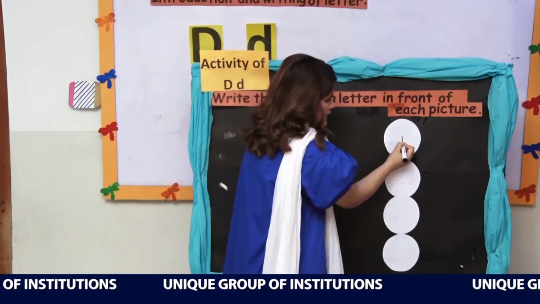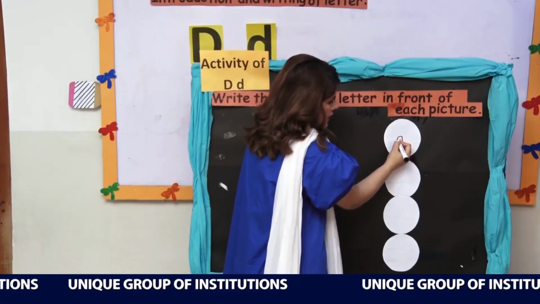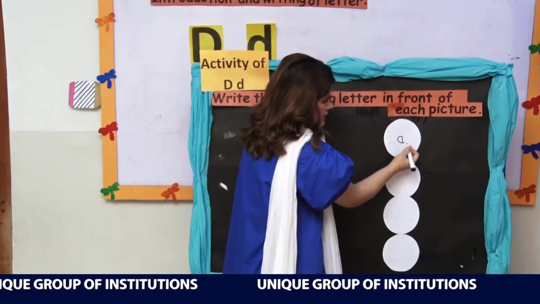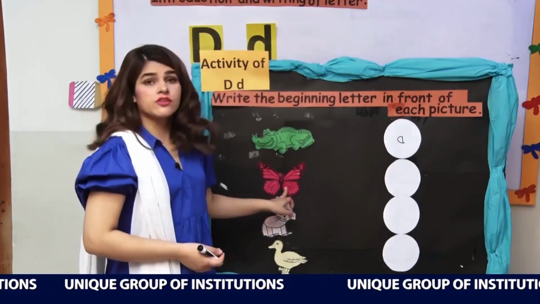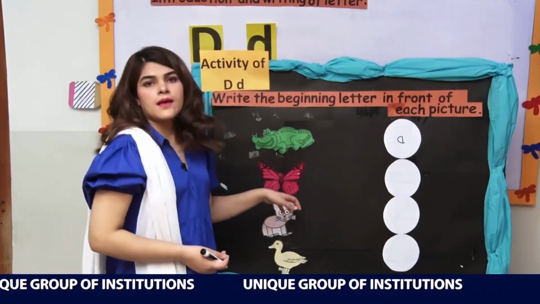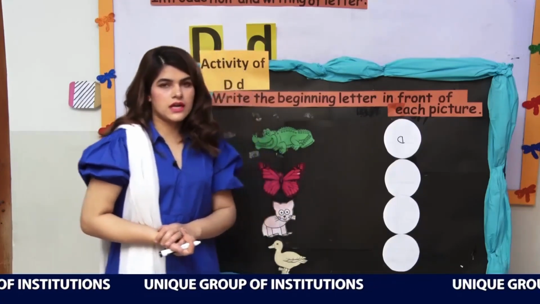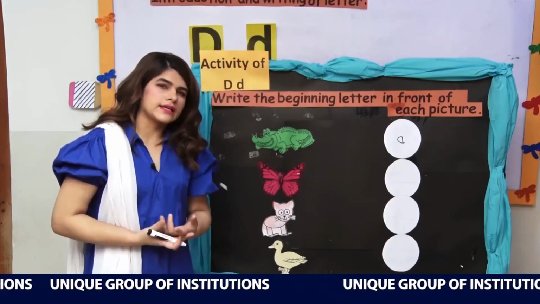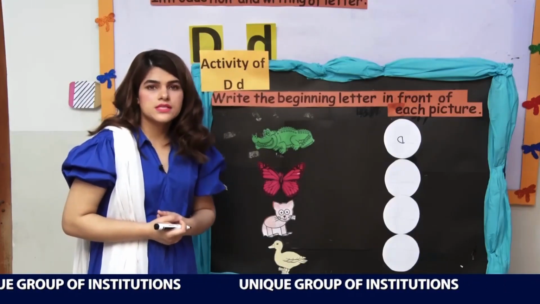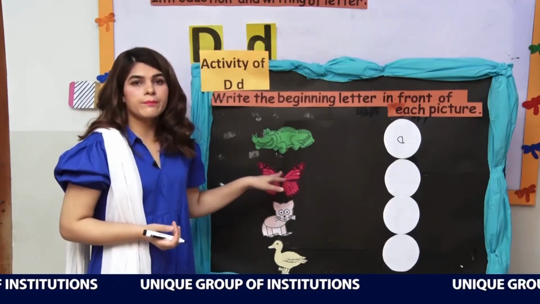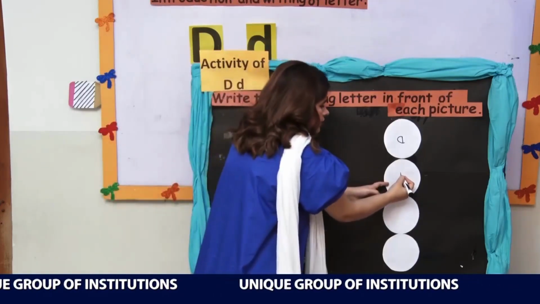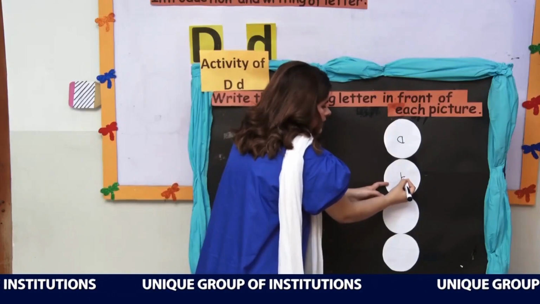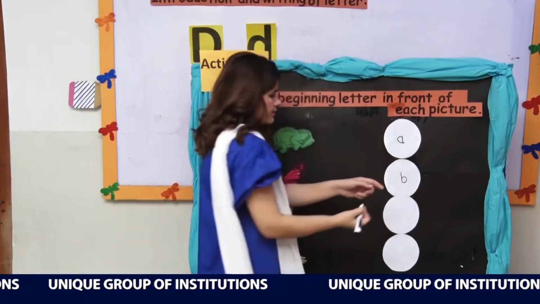First you make a standing line, then make a curve, touch the line, and this is A. Yeah, we have done the first. Then we have a picture of a butterfly. What is this? Butterfly, and butterfly starts with, can you guess? B. So here we have the sound of B. So I'm going to write B here like this.